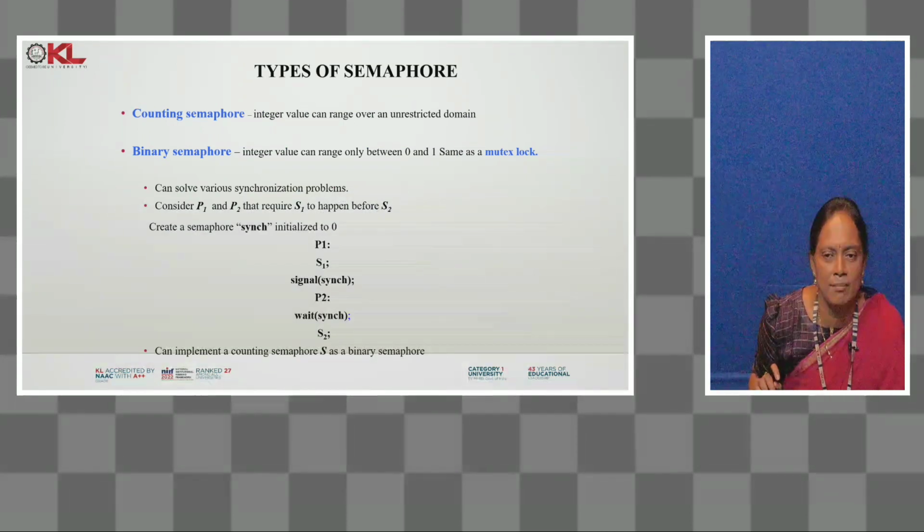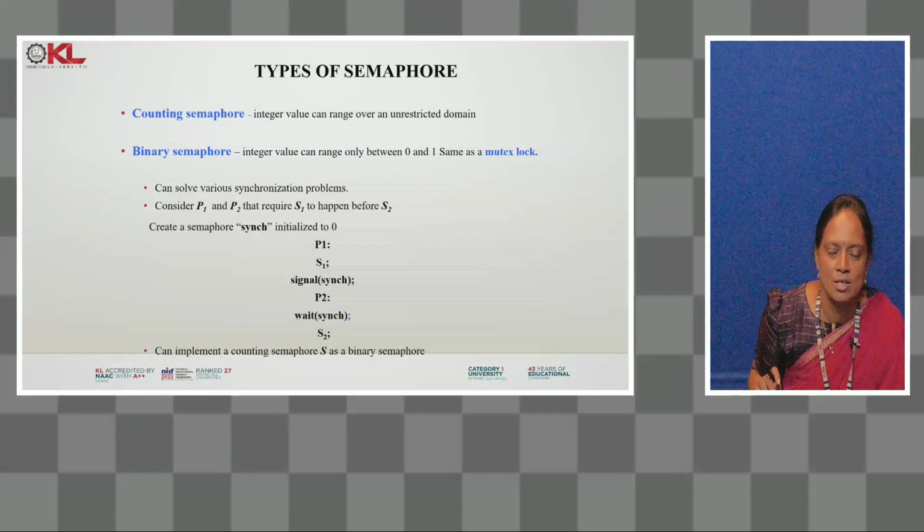So what are the different types of semaphores? Here we mainly have two types: the first one is the binary semaphore and the second one is the counting semaphore. As we all know, a binary semaphore means the value is either 0 or 1, two values only. A counting semaphore means the integer value can range over an unrestricted domain.